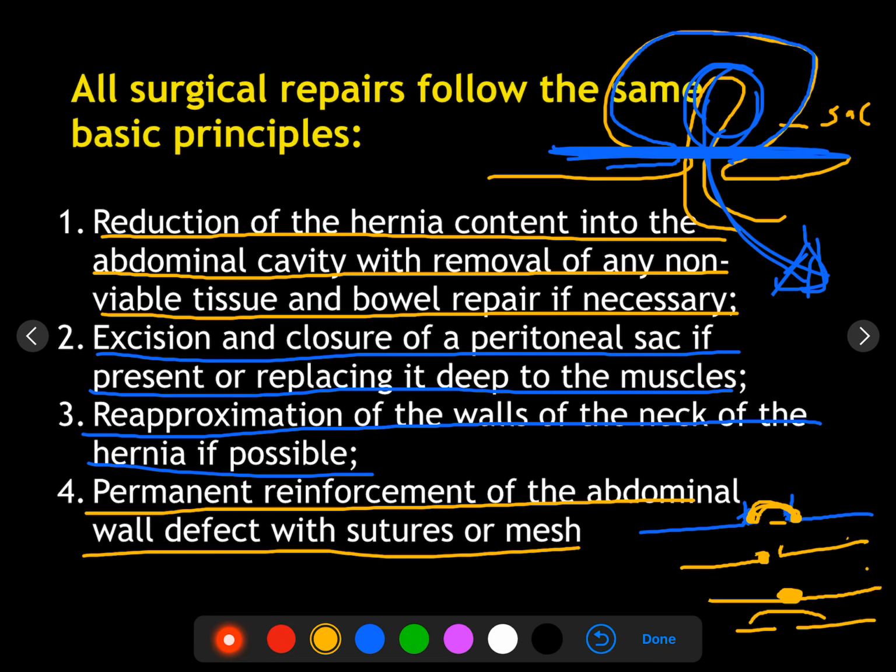These are the principles of any hernia: reduction, excision and closure of the peritoneal sac, reapproximation of the wall of the neck of the hernia if possible. Fourth, permanent reinforcement either by suturing or by a mesh. This should be applied for all hernias.